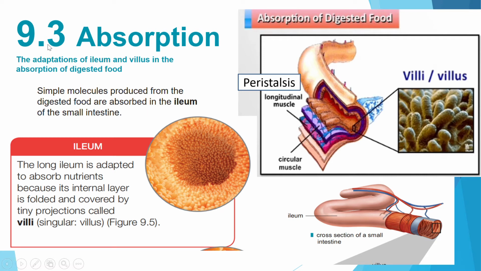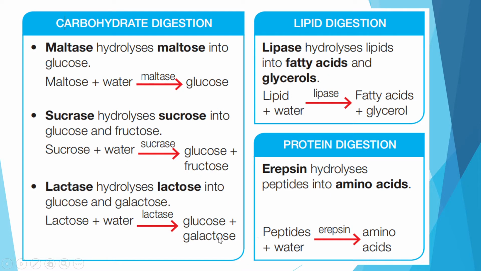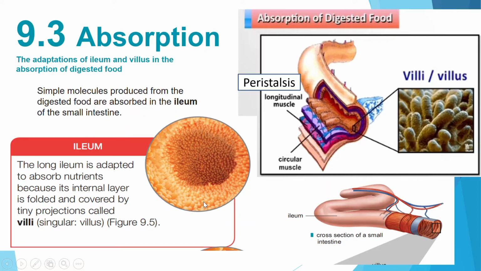Okay, next is 9.3 on absorption. So what happened to the digested food just now? These are already the end products in the ileum, isn't it? Since it is already in the simplest form, the next process is that all these simplest forms of food have to be absorbed into the bloodstream. So let's look at the adaptations of the ileum and also the villus in the absorption of the digested food.